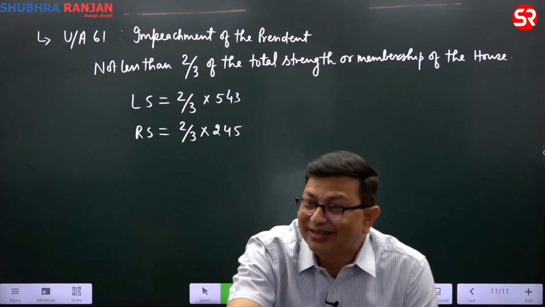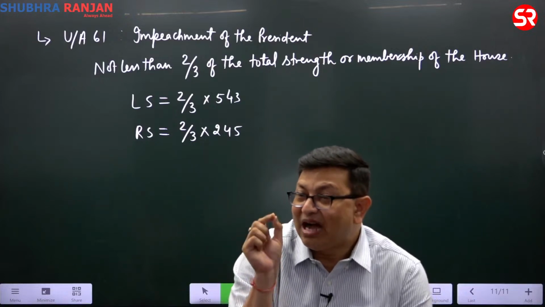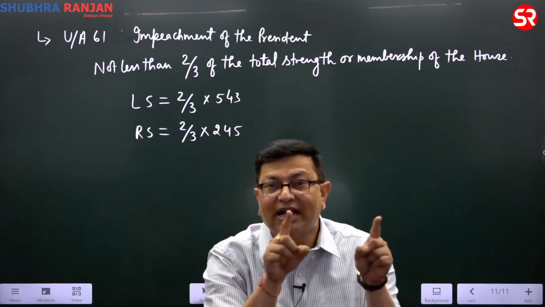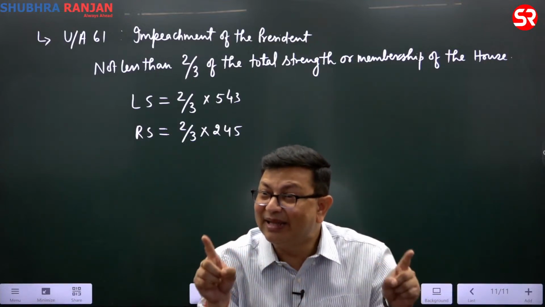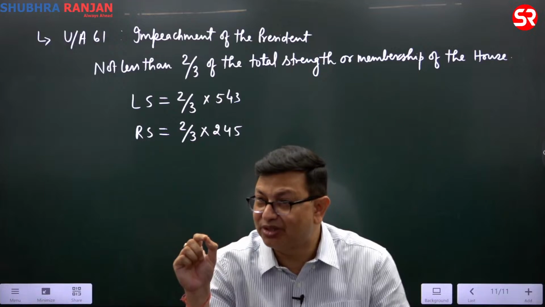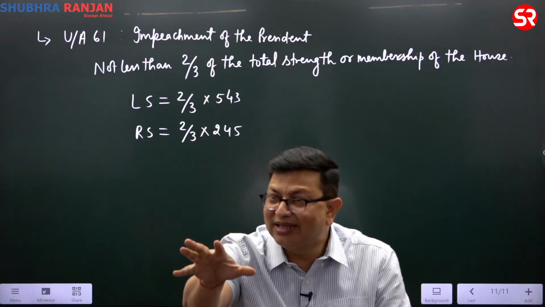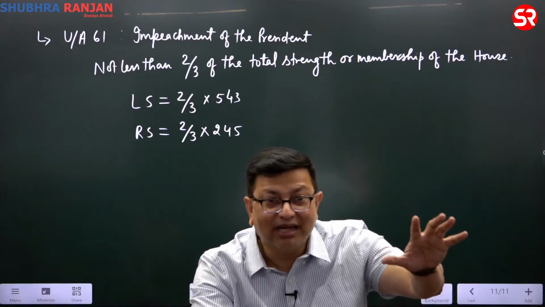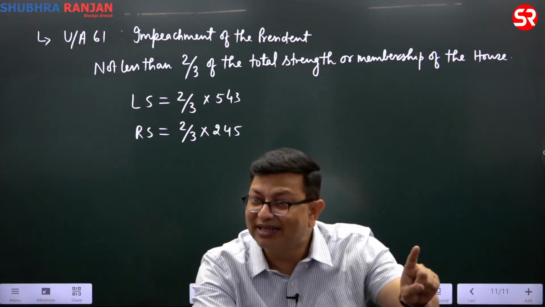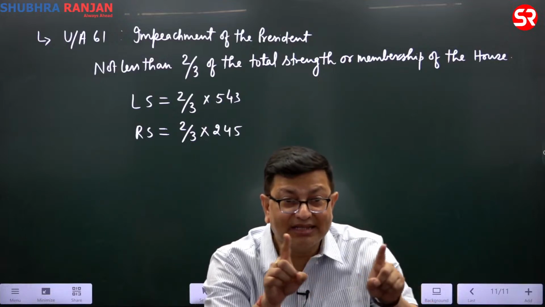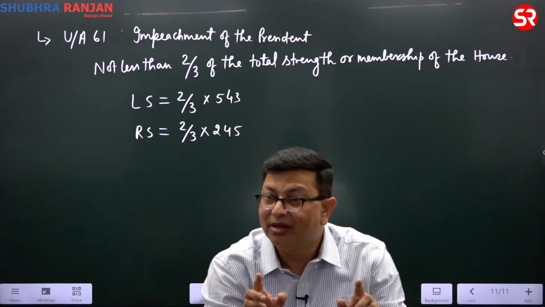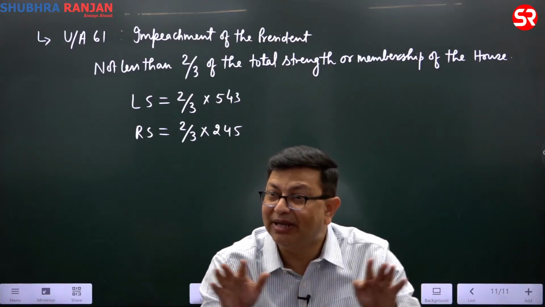Executive action. You see, in impeachment, what happens? Lok Sabha and Rajya Sabha, sitting separately, will pass the resolution. One house will pass the resolution. It will be transmitted to the other house. The other house will also pass the resolution, and as soon as both the houses pass the resolution, automatically the president stands impeached. Automatically.